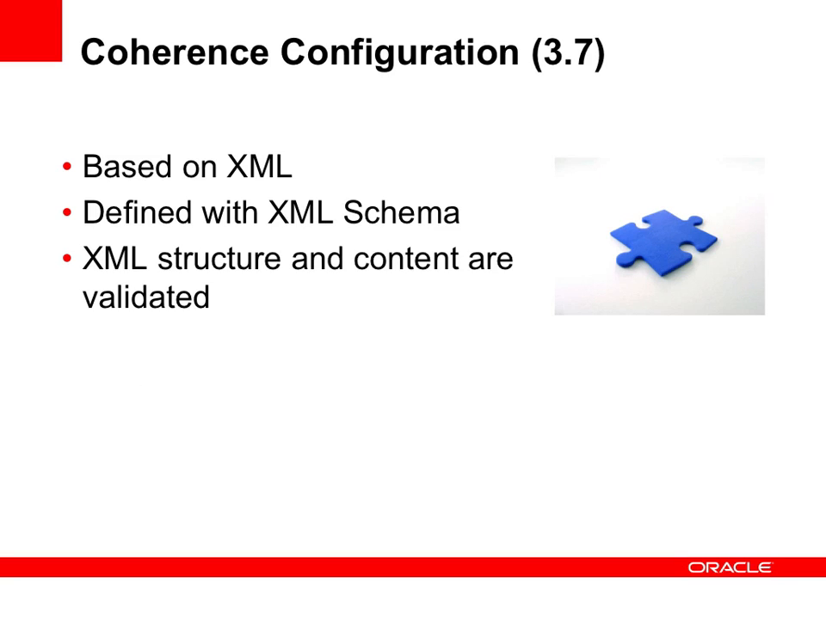Coherence configuration in version 3.7 is still based on XML. In this release, we have introduced XML schema to specify configuration options. We still ship DTD files, but we may no longer do so in future releases. In addition to validating XML structure, we now validate each XML element and attribute for valid content.